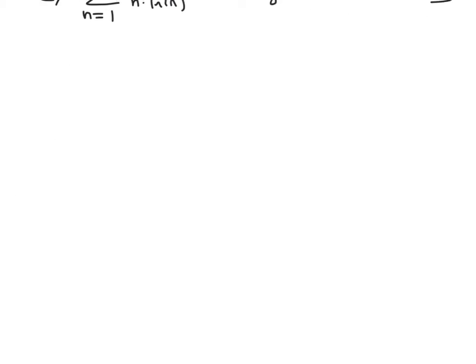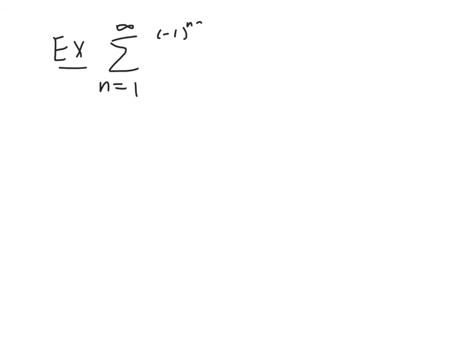One nice fact about series is that if they converge absolutely, they must converge. So let's look at the series right here. The sum from 1 to infinity of -1 to the n plus 1 over n to the 4 thirds.